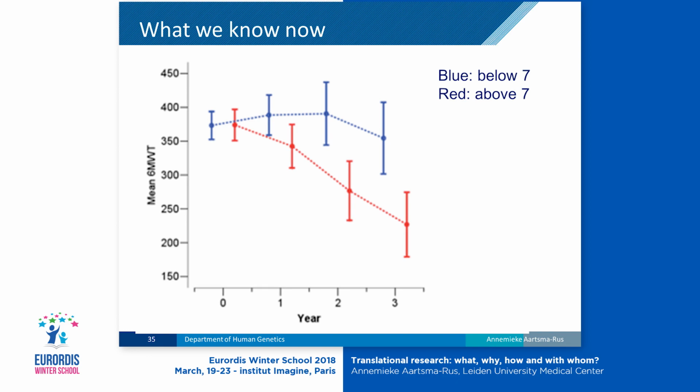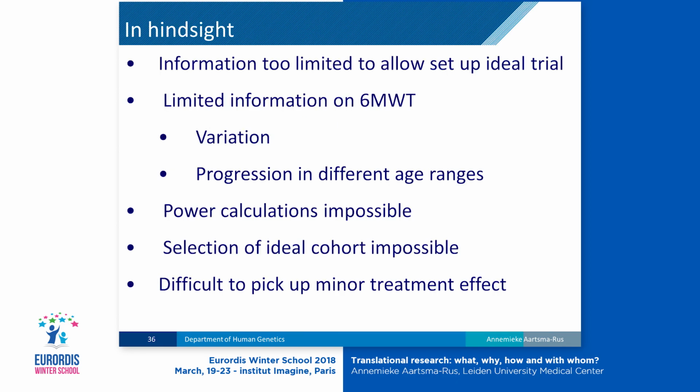If patients are really progressing quite rapidly, you're probably too late to intervene. So in retrospect, this trial setup was by no means ideal because we did not have information on the variation in the 6-minute walk test, the progression in the different age ranges. So there were power calculations done based on guesses.